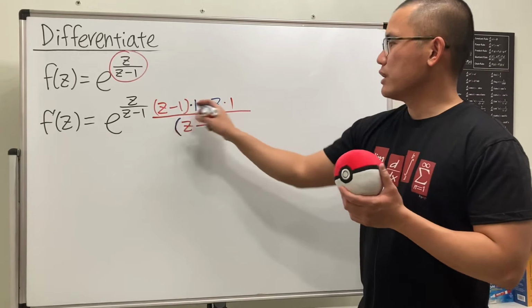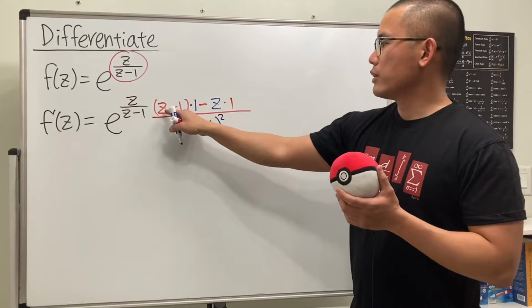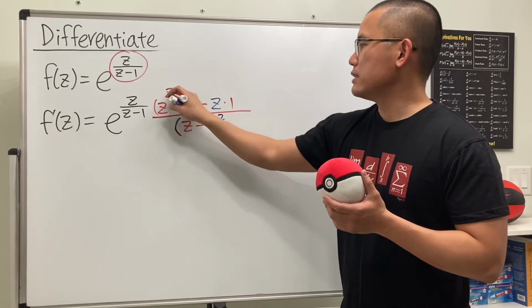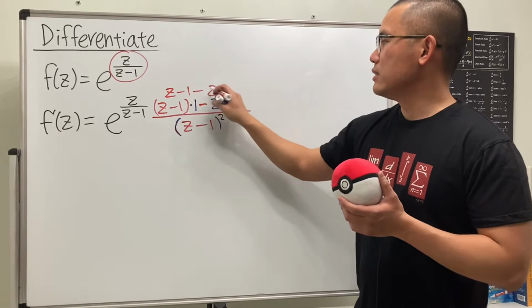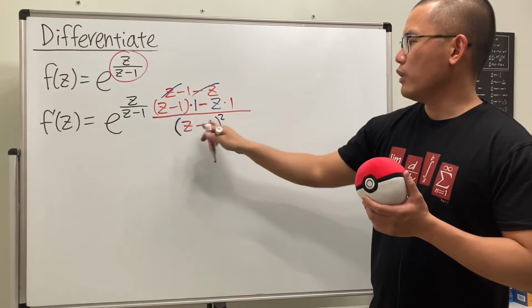And here we can actually clean things up a little bit. So this times 1 is just the same thing, right? z minus 1, and then we will have to minus z right here. And we see that z and minus z cancel, so we just have negative 1 over that.